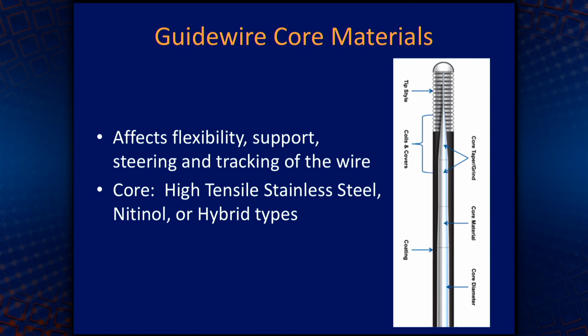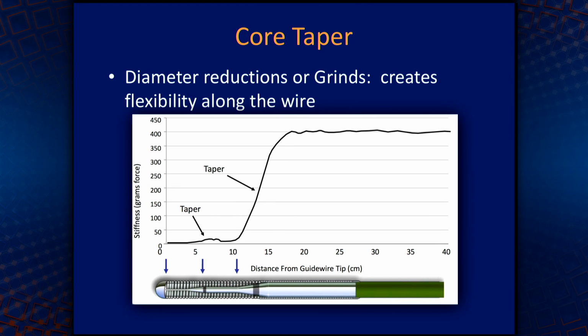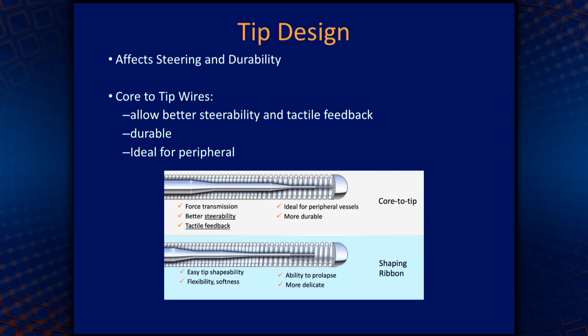What about the materials? Well, the core material will affect the flexibility, the support, the steerability, and the trackability of the wire. Now, the core comes in three main varieties: stainless steel or nitinol or a hybrid of them. Now, when the core tapers or when you grind the core, you essentially increase the flexibility of the wire, as you see in this graph.